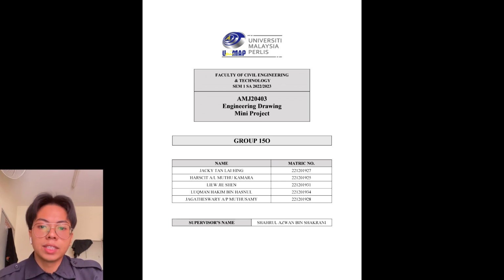First is myself, Tan Lai Hing. The second member of the group is Hashid Anak Lelaki Mutu Kamara. The third member is Liu Jason. The fourth member is Lukman Hakim bin Hasnul, and the last member of the group is Jagadiswari Anak Perempuan Mutusami.